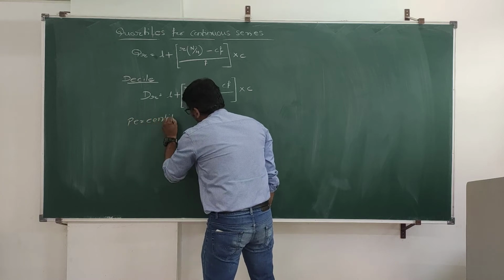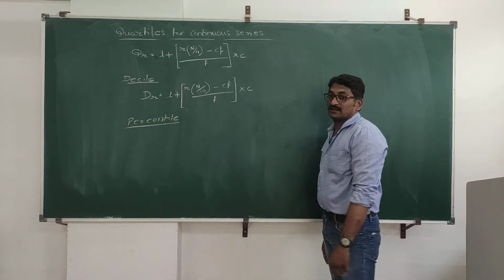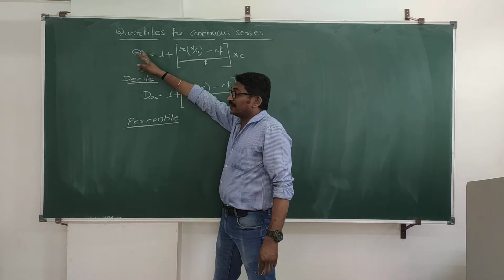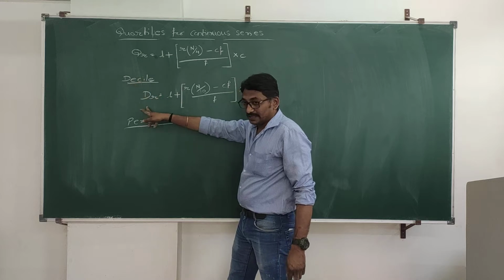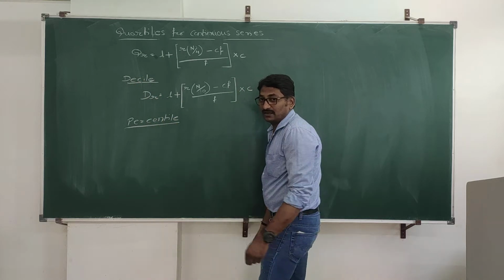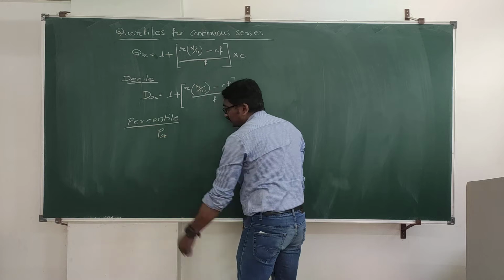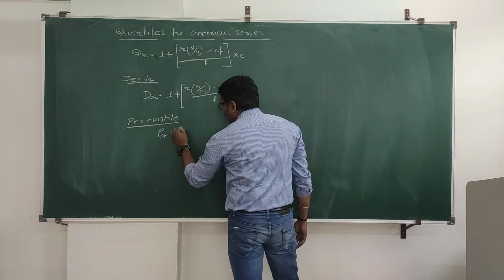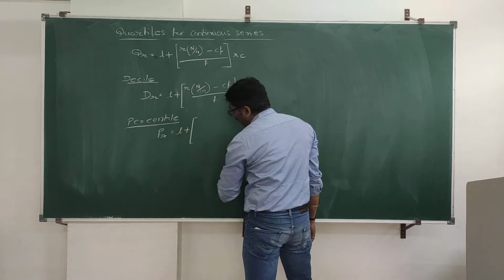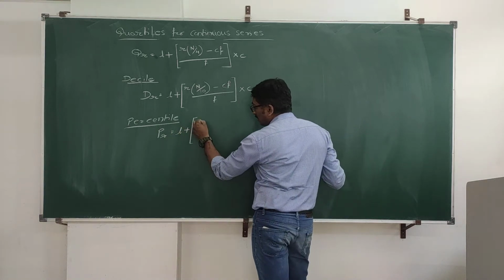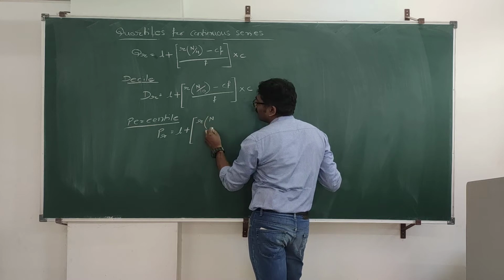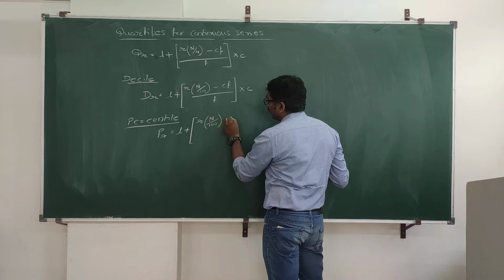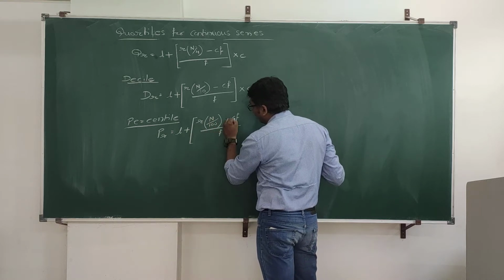Write the heading as percentile. Now quartile is denoted by Q_r, decile is denoted by D_r. How will you denote percentile? Write P_r, the first letter. P_r is equal to, again L plus into bracket r into bracket capital N divided by 100, bracket complete, minus CF divided by F into c.